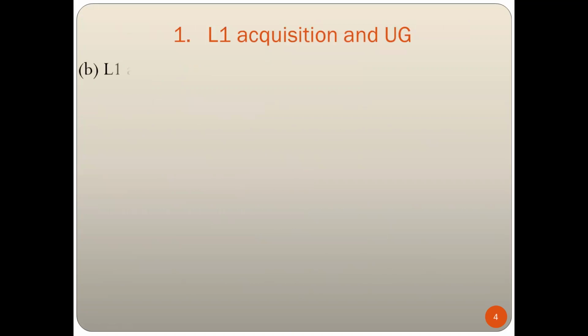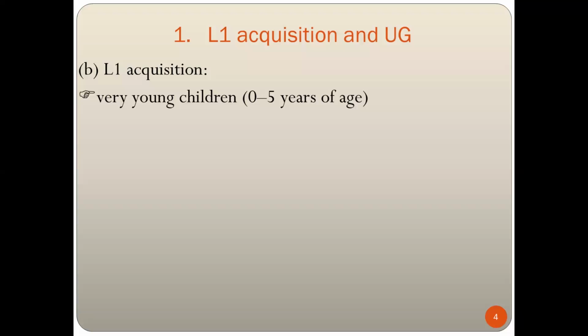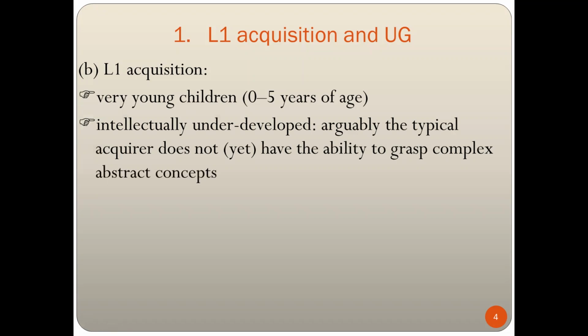Okay, what do we know about the typical acquirer? Well, first language acquisition happens very early in life. It starts at birth, and it usually is over by the age of 4 or 5. So the typical acquirer is a very young child. What do we know about children at this age? Well, we know that they are still cognitively undeveloped or underdeveloped.